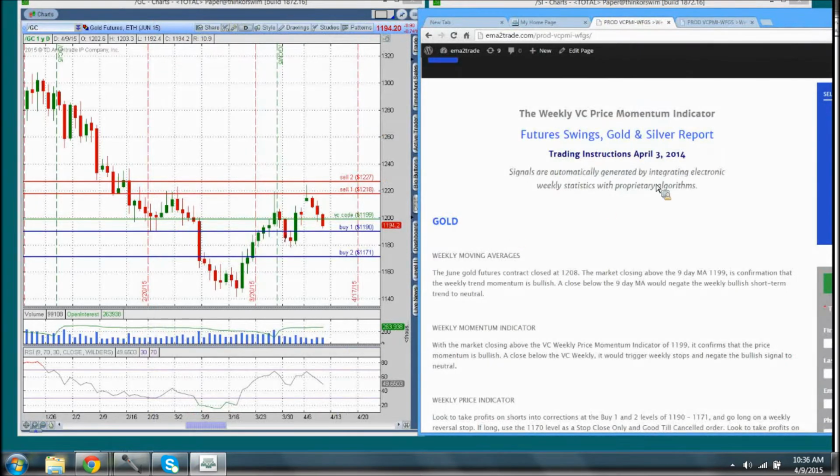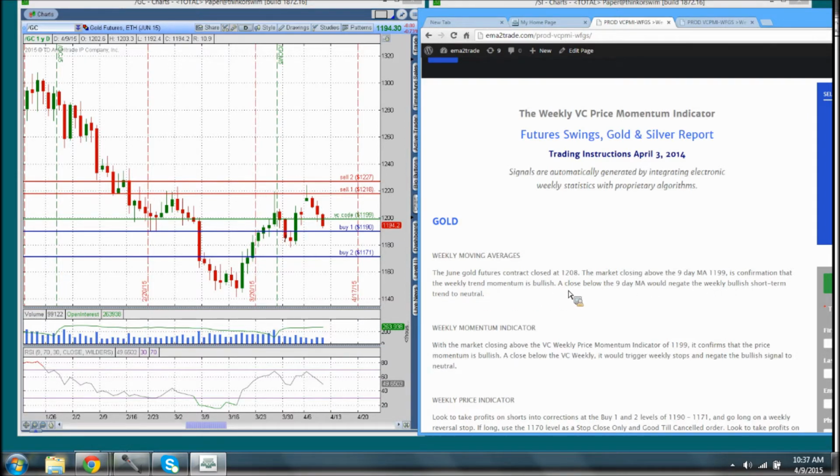On April the 3rd, the June gold futures contract closed at 1208. That was on Thursday before the holiday. It kicked in a bullish signal because the moving average is 1199, and closing above the moving average, the weekly trend momentum is bullish.